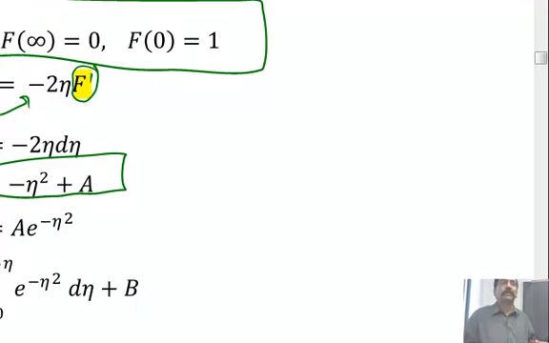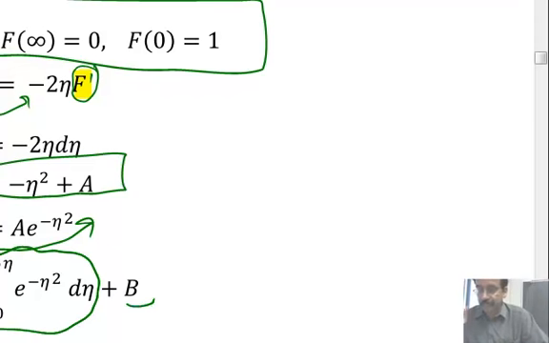Now we have a problem, because we have integrated it once. The second integration, you can again separate this and try to integrate it. So f of eta on the left hand side will be equal to the integral from 0 to eta of e to the power minus eta squared d eta, plus another integration constant. But this integral has no closed form.